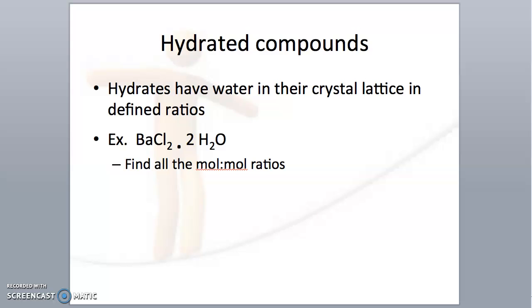This is another hydrate, which has 2 water molecules for every 1 barium chloride. Realize there are many mole-mole ratios within this formula that we can use as factors. Examples are 1 barium chloride equals 2 water, or 1 barium equals 4 hydrogen.